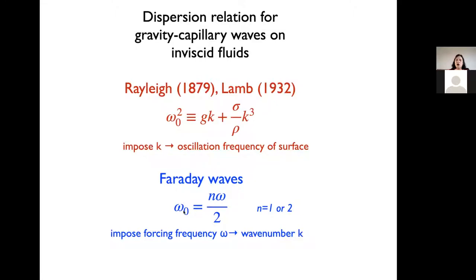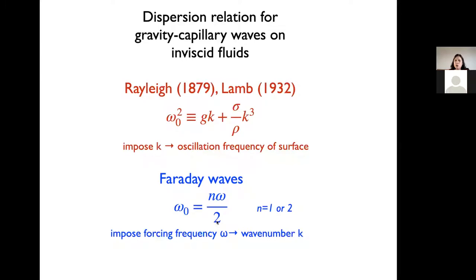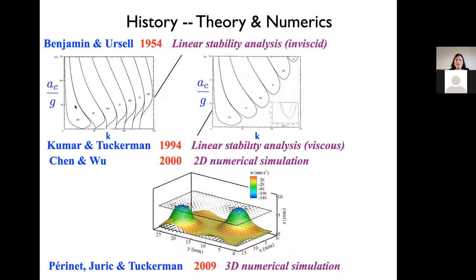There's this formula here of omega naught equals n omega over 2. What is this? Well, this has to do with here. This is one half, two halves, three halves, four halves, five halves, six halves, seven halves. We'll look a little more about that probably later.